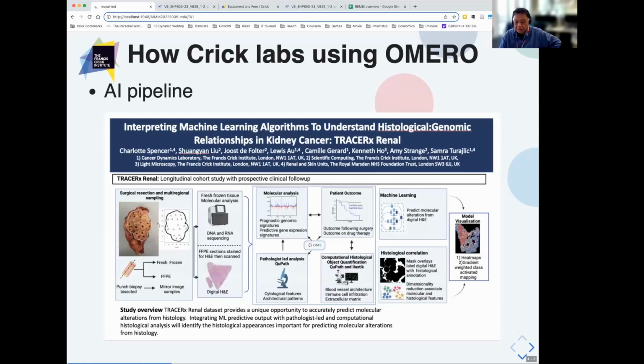So we have a pipeline where we use slides, and we store the slides and annotations in OMERO. Then the machine learning team has a workflow that will grab all that data and analyze the genomic data, annotate it with the images, and from the images get some results. So there are a few projects using OMERO with histopathology slides and doing machine learning.